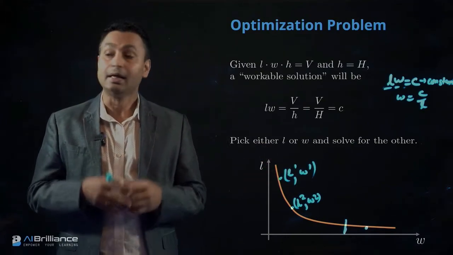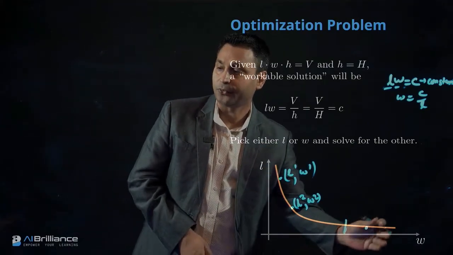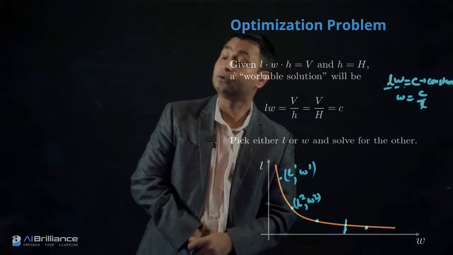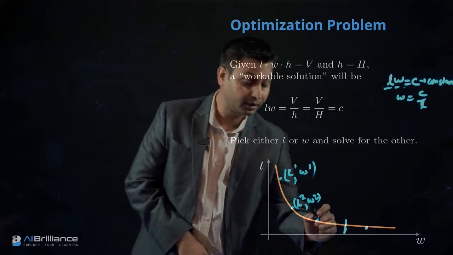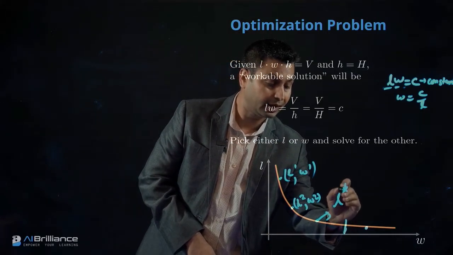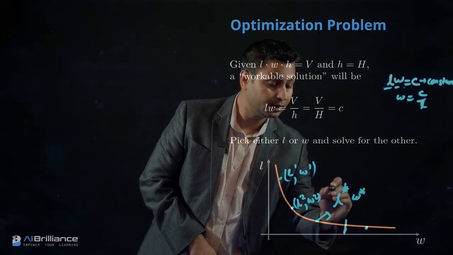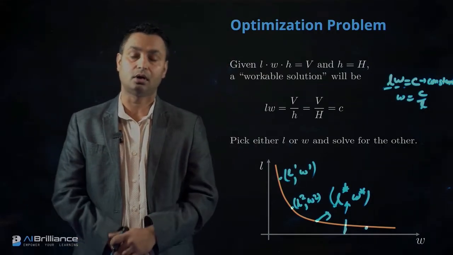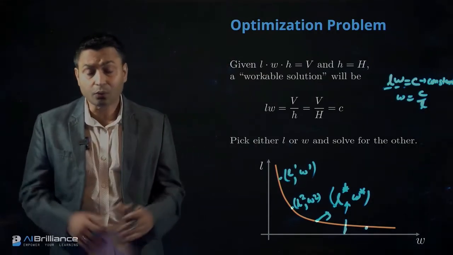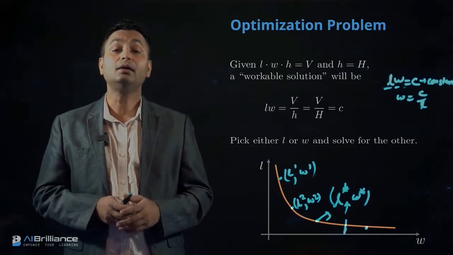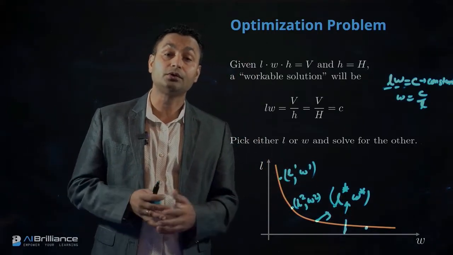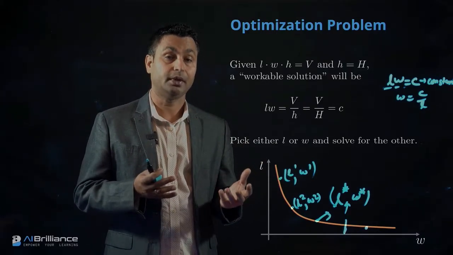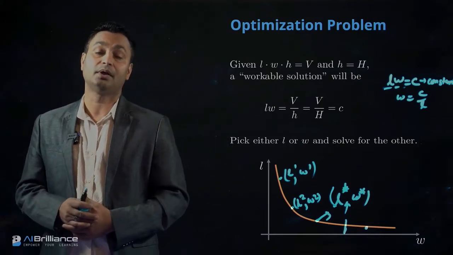So the idea is, can I somehow find some point on this hyperbola which is unique and which helps him? Some point which we'll call L star, W star, which is a very good solution to this overall problem. And this is the focus of any optimization framework, where we are focusing on finding one or a few good solutions out of infinitely many solutions that are feasible for a given problem. And that's the main goal of any optimization algorithm.